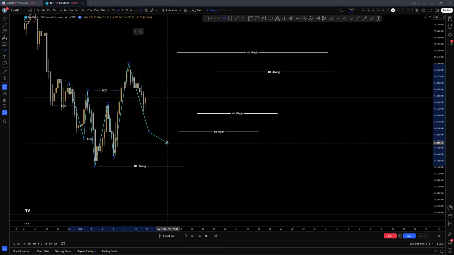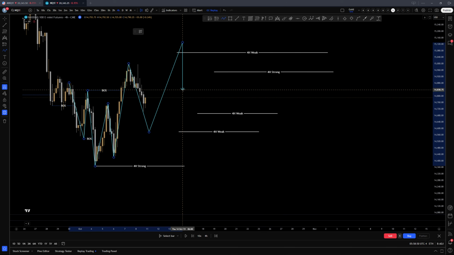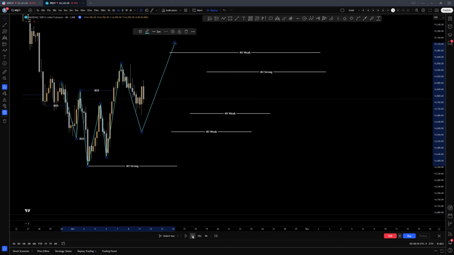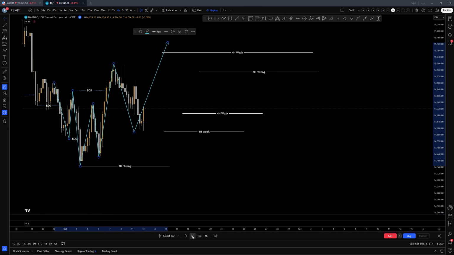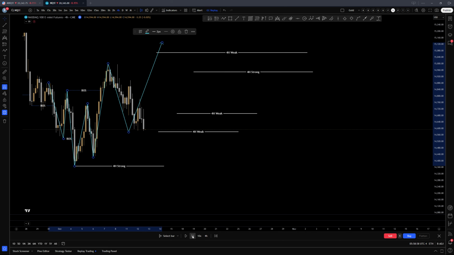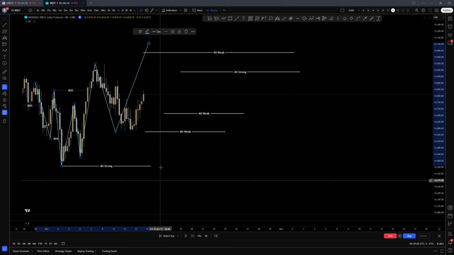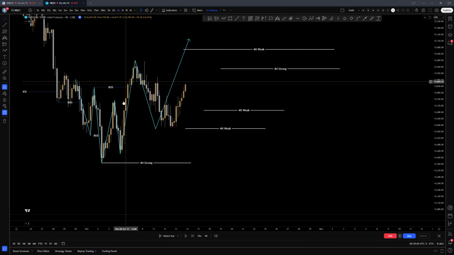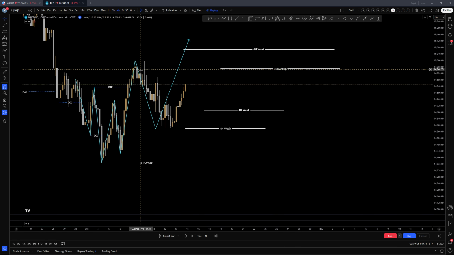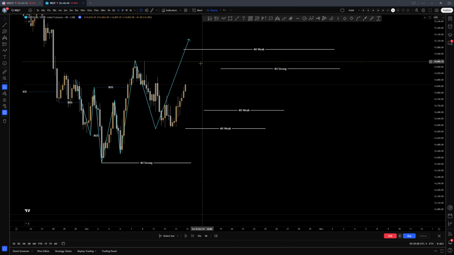Let's see what we've got. Yep, somewhere down into there and then up maybe. Let's test it and see if I'm right. Seems to be. Maybe a little bit more. No, okay. So now we have broken the structure to the upside. We've got our pullback. We're reversing back up.